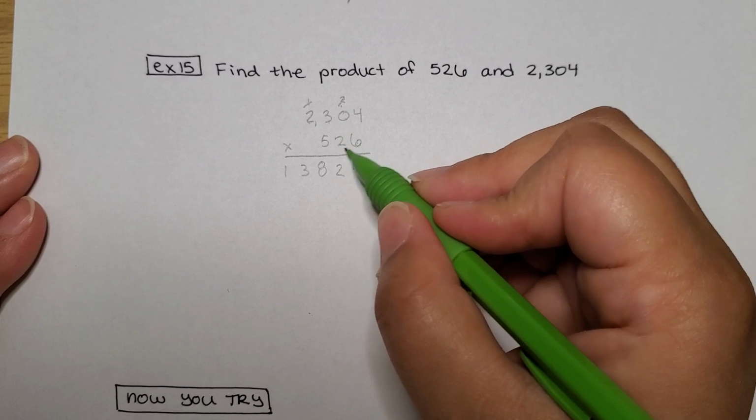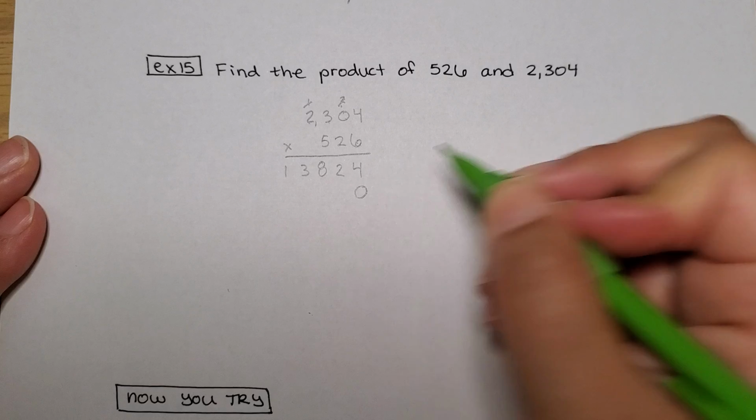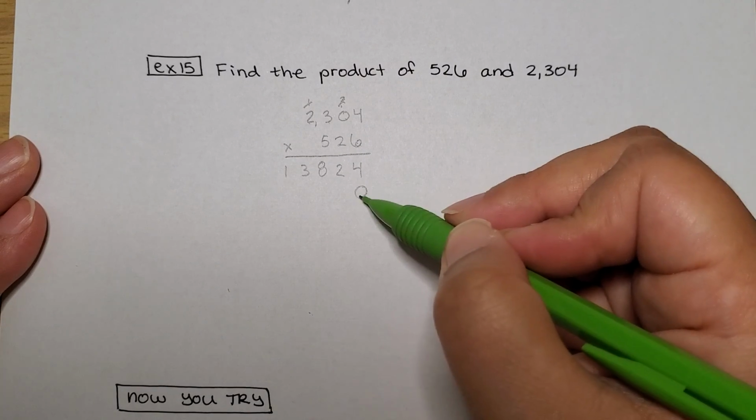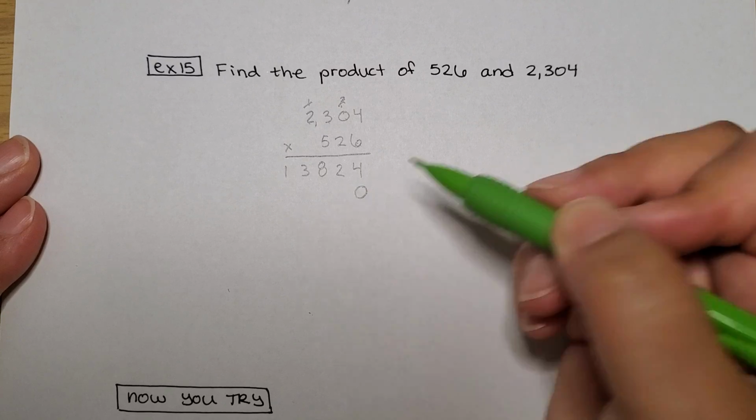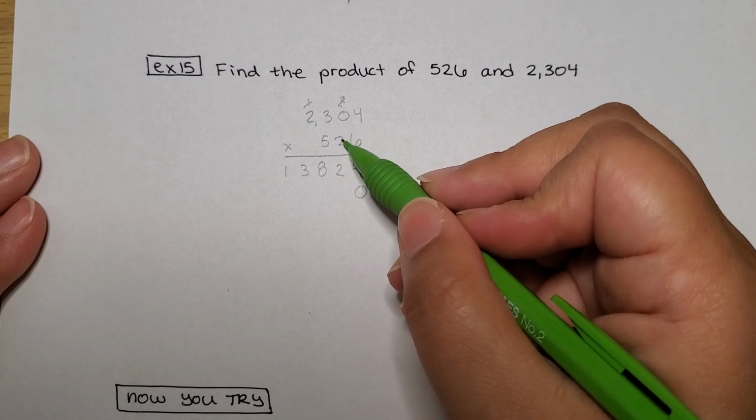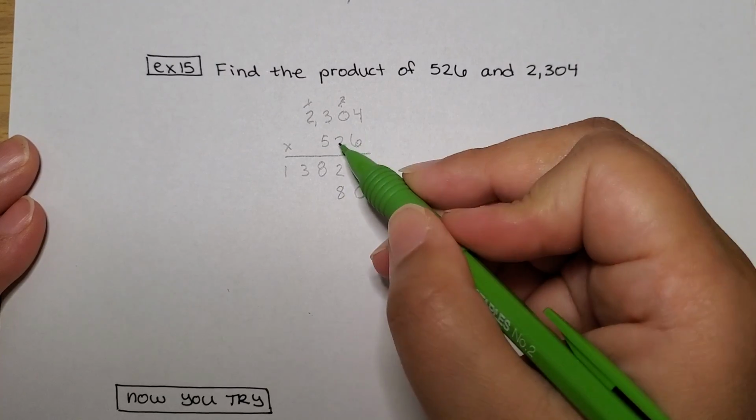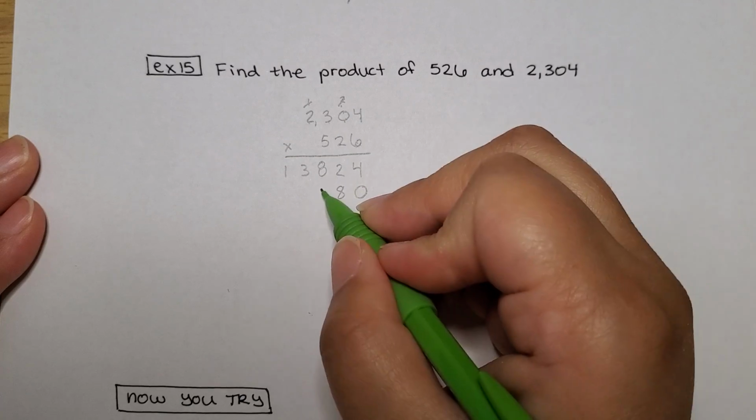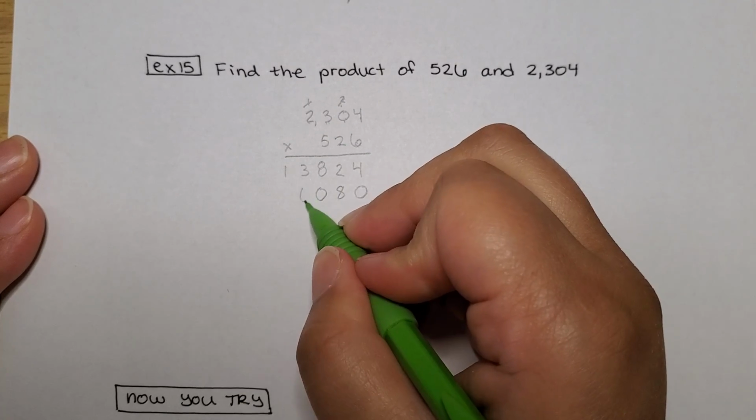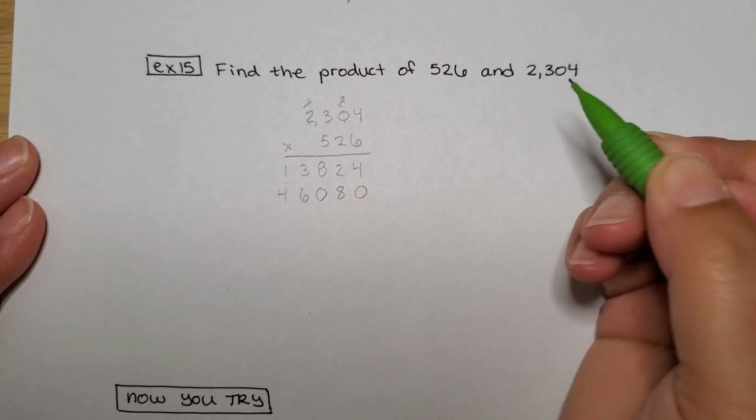And I want to move over to this 2. In order to do that, I need to have this placeholder 0 because the 2 is in the tens place. So there's a 0 so that my first number goes in the tens place. And then we repeat. So 2 times 4 is 8. 2 times 0 is 0. 2 times 3 is 6. And 2 times 2 is 4.